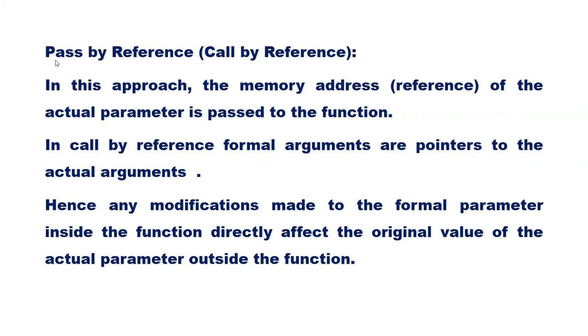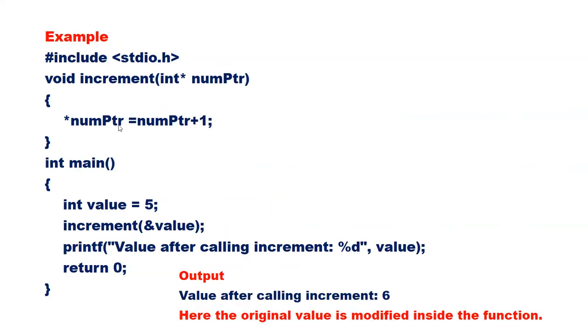The second method is call by reference or pass by reference. In this approach, the memory address of the actual parameter is passed to the function. In call by reference, formal arguments are pointers to the actual arguments. Since we are passing the memory address, the formal arguments will be pointers to the actual arguments. Hence, any modifications made to the formal parameter inside the function directly affect the original value of the actual parameter outside the function. We will see the same example.